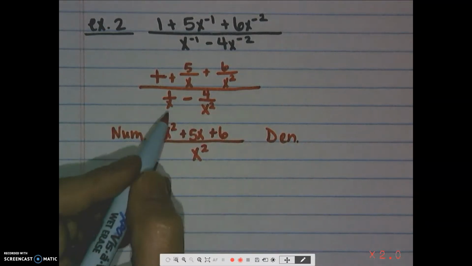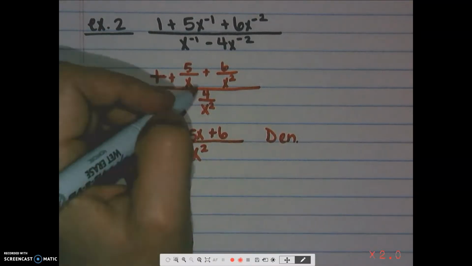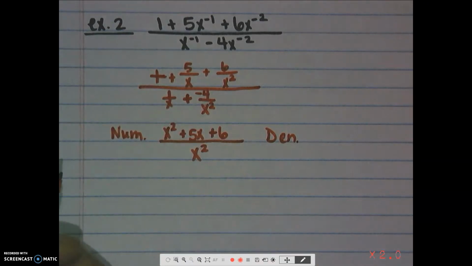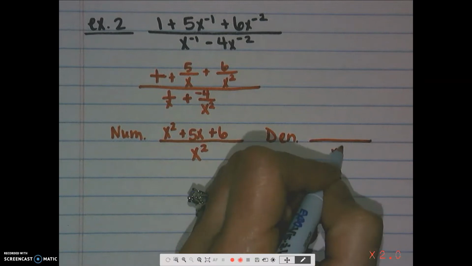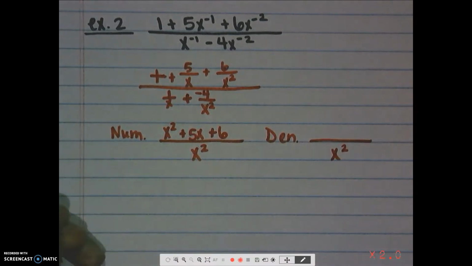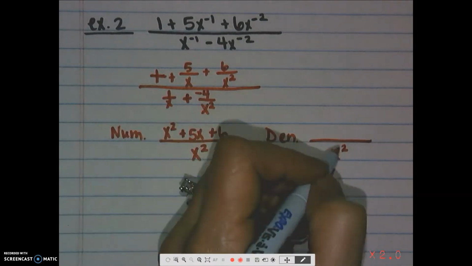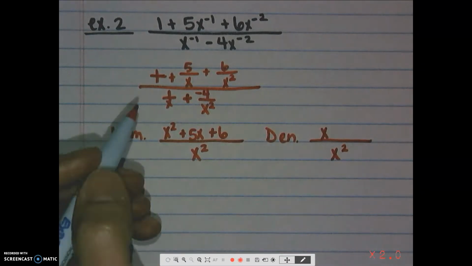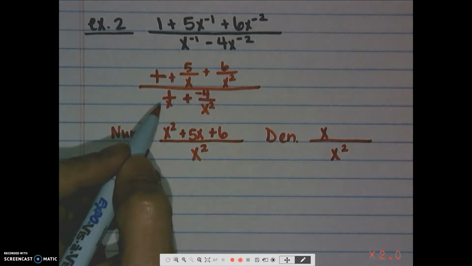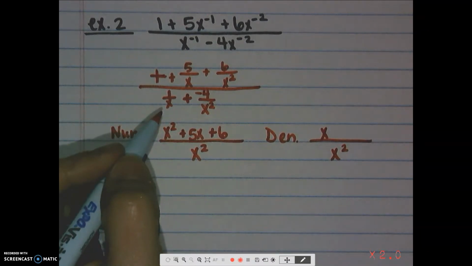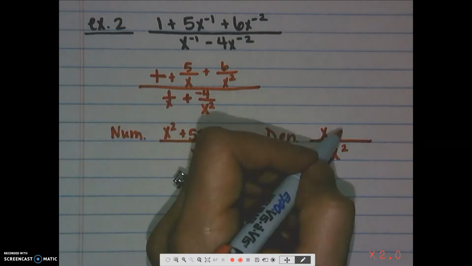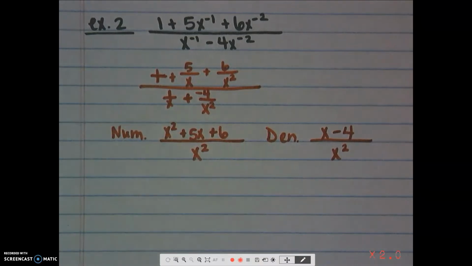Moving on to the denominator, 1 over x, I'm going to make this be plus a negative 4 over x squared. So the common denominator there is x squared. To go from x to x squared, we're going to multiply the first fraction by x. Second, x and then minus 4.